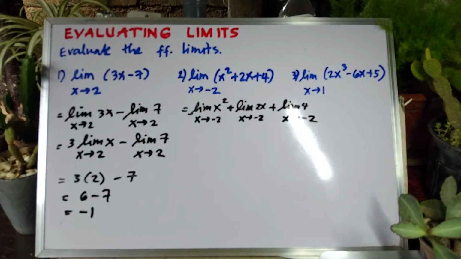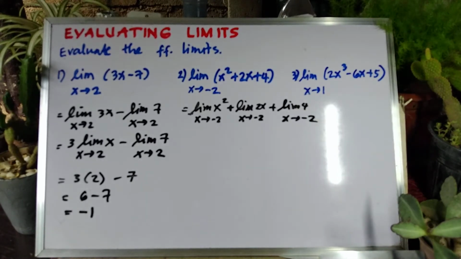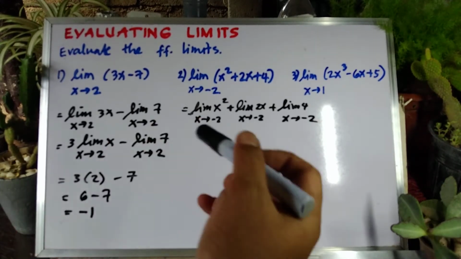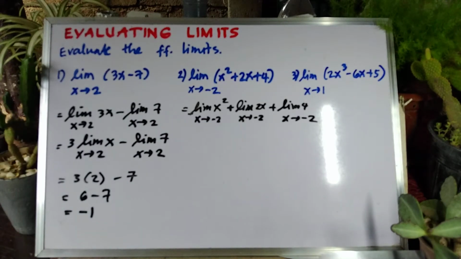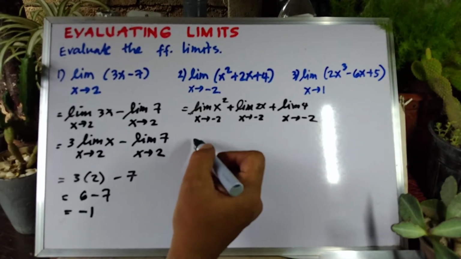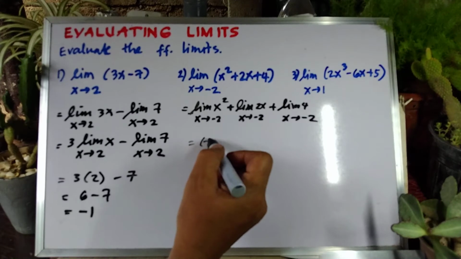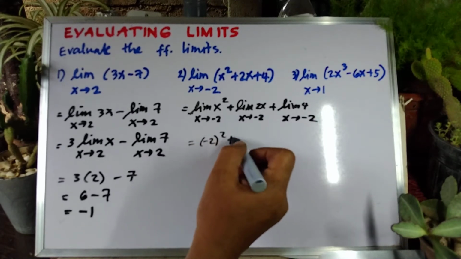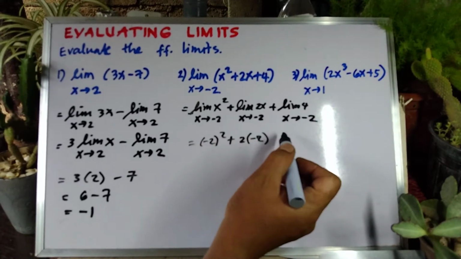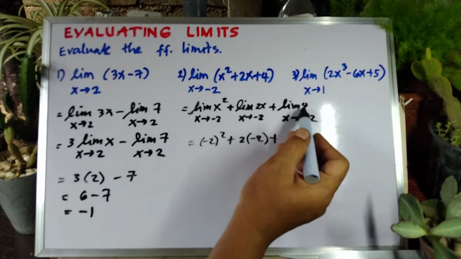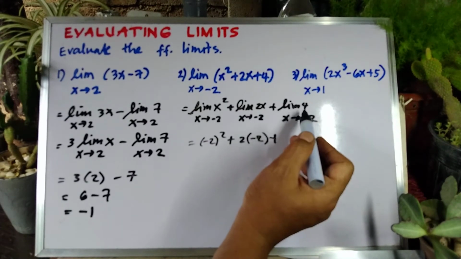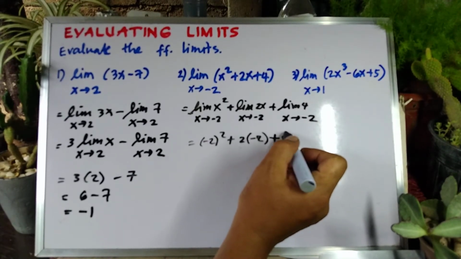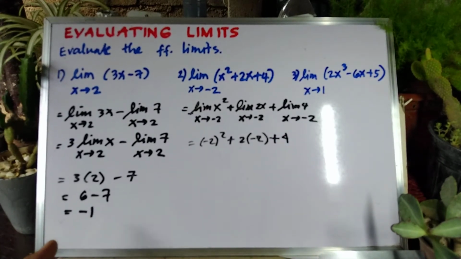Okay. So, simplify. This is quick. You can also just say negative 2 squared plus 2 times negative 2 plus, what is the limit of 4 as x approaches negative 2? The limit of a constant. So, that is 4. Correct?